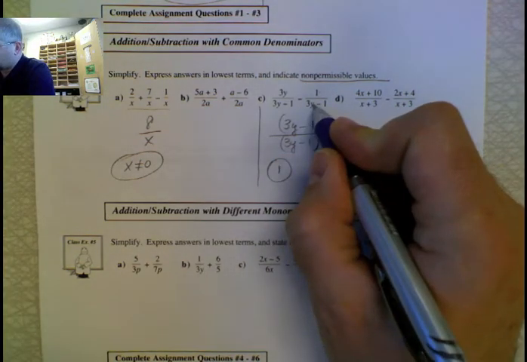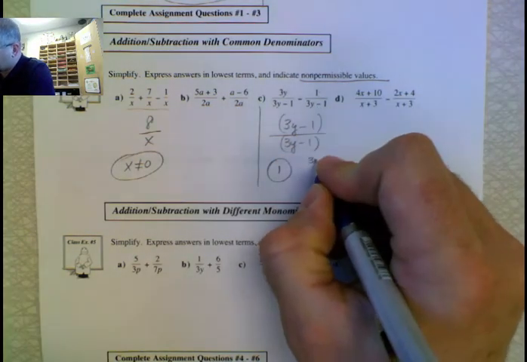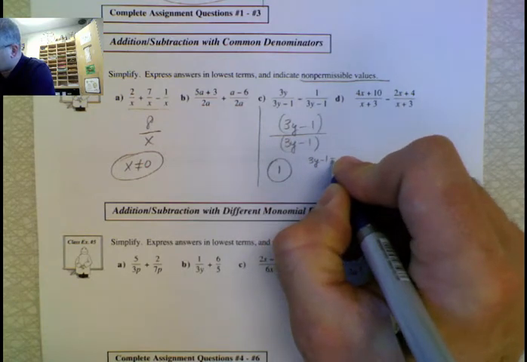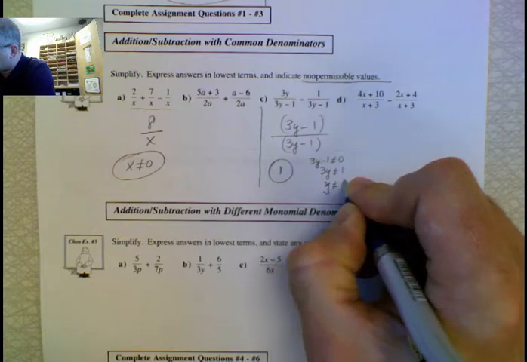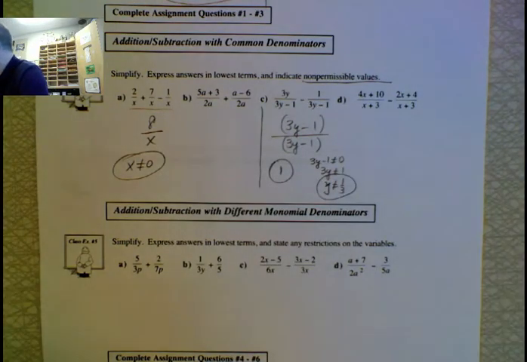We also need to determine the non-permissible values. So we have to take 3y minus 1 cannot equal 0. So 3y cannot equal 1. So y cannot equal 1/3. We just equate the denominator to 0 and solve for y.